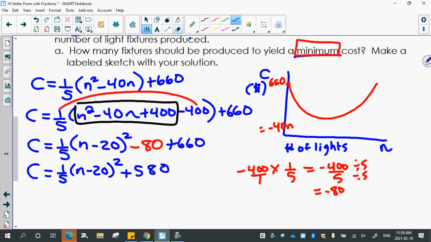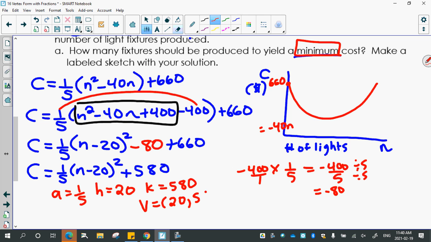Everybody good? Okay, so now I need to know A, which is a fifth. H is 20. And K is 580. A good way to catch yourself in a word problem: would it make sense for H to be negative? No, look at our graph here. We'd have a negative number of lights produced. So our vertex is going to be (20, 580). Remember, this is our horizontal and this is our vertical component. So if I'm reading off my sketch, that's going to be 20 lights, and this is going to be $580. Does that make sense? Always label your vertex onto your sketch so you know what each thing means.